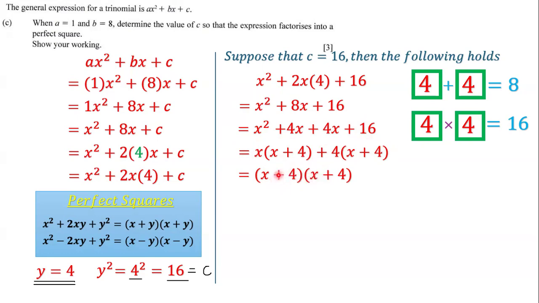But what is x plus 4 multiplied by x plus 4? Well, x plus 4 multiplied by x plus 4 is x plus 4 squared. And so if c is equal to 16, then it follows that the expression factorizes into a perfect square, x plus 4 squared. And that's the answer to this particular question. And so that's our answer here.